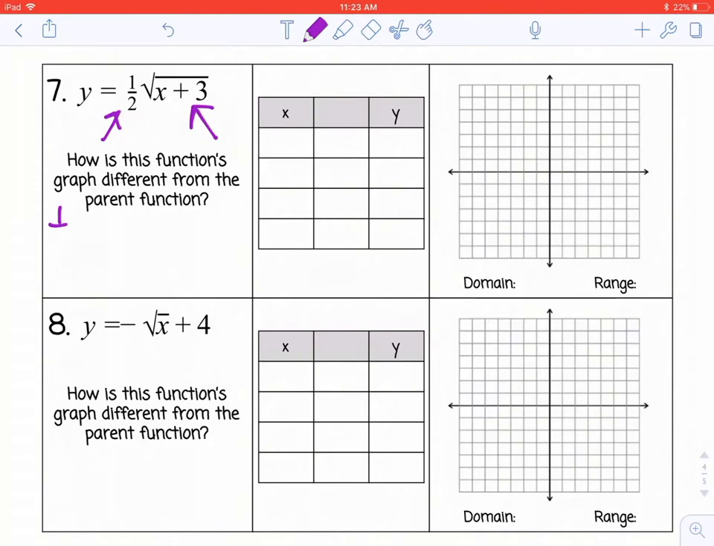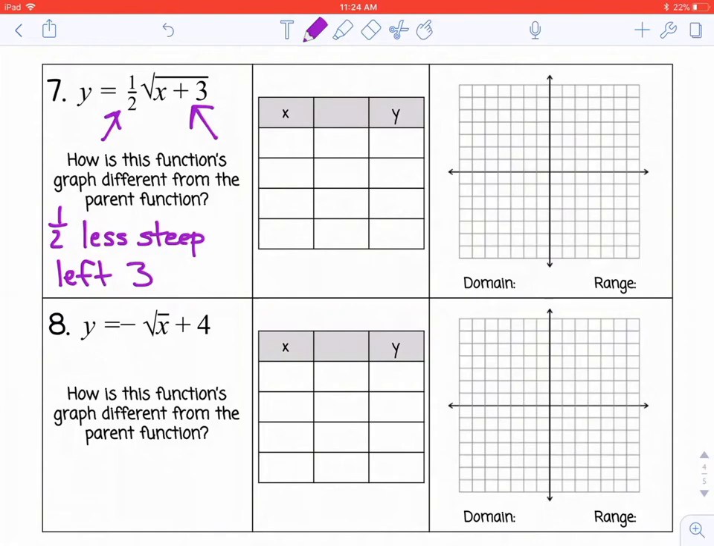The 1/2 coefficient would make our graph less steep, so it looks vertically compressed, I guess is another word for it. And then the positive 3 underneath the radical moves it left or right. And remember, when it's a positive 3, it actually goes to the left 3 units.